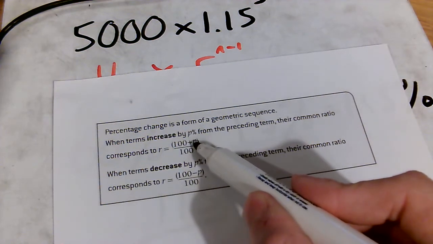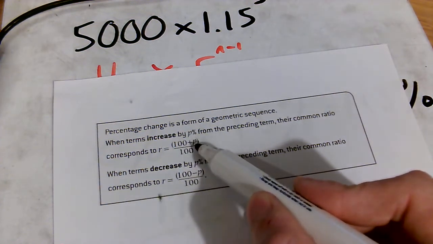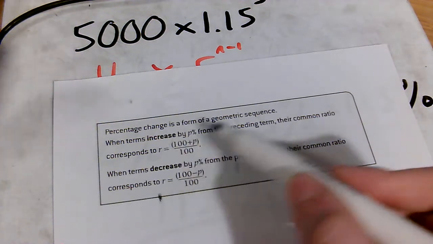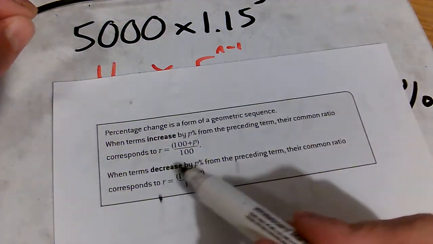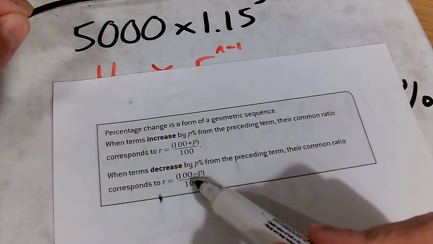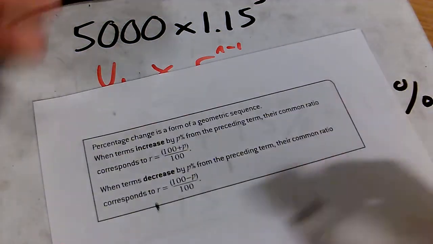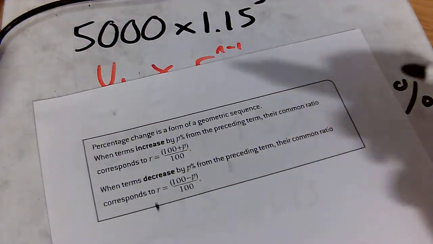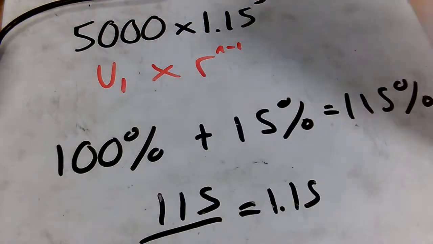Starting 100 and the percentage increase, so 100 plus 15 in our example, then divide by 100 to make it to multiply. And depreciation or decreasing works in the same way. If you're going to decrease by 15%, you multiply by 0.85 as you go through.